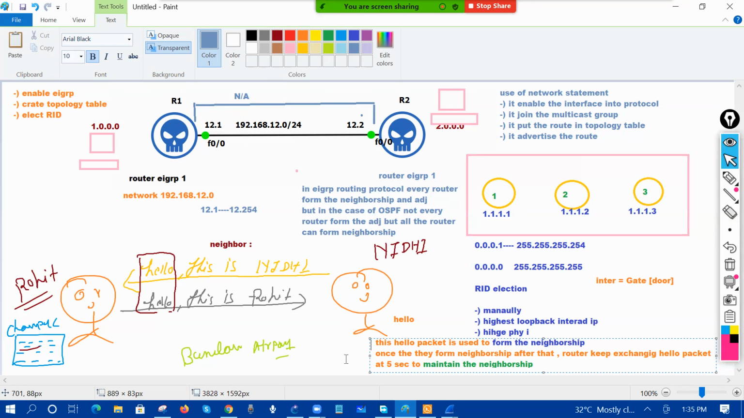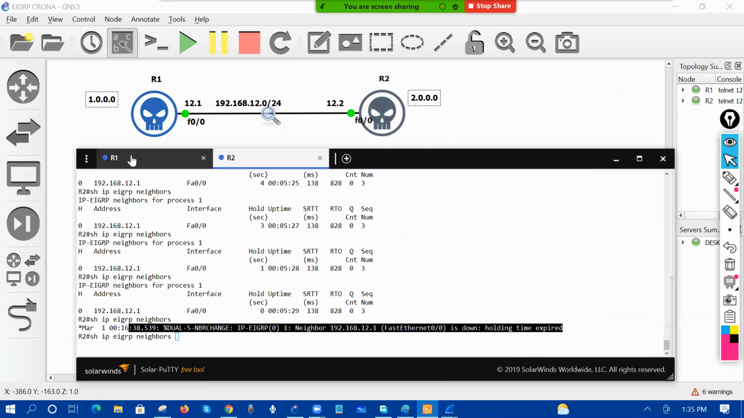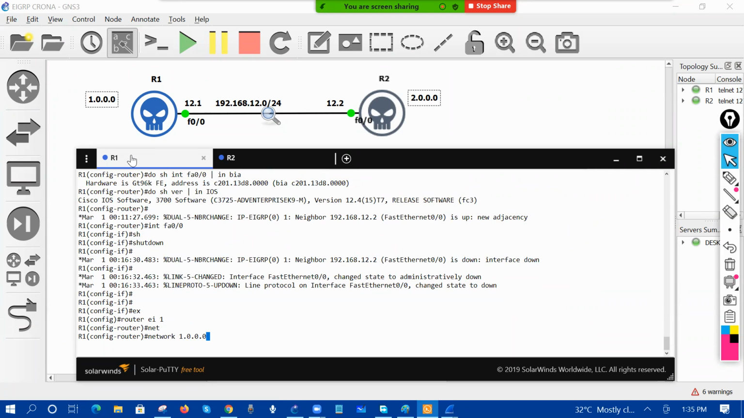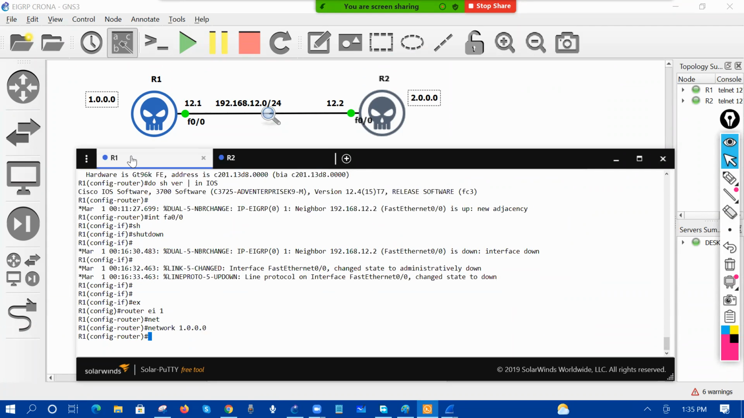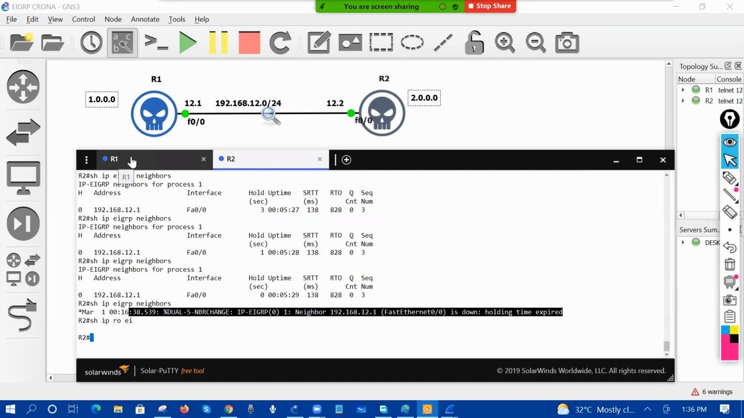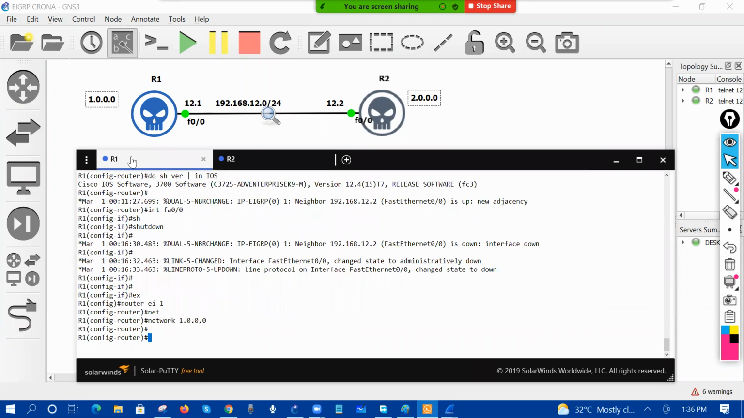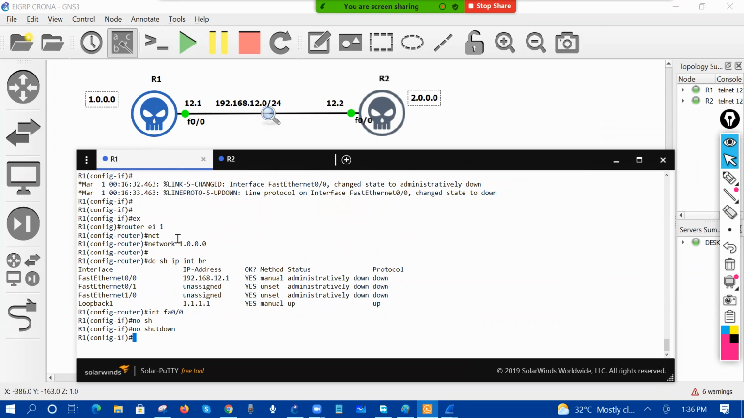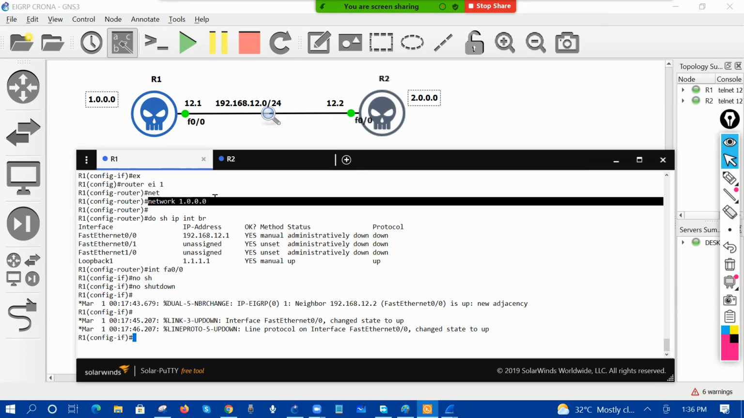Now R1 can share this information. Go on R1, router eigrp 1. I can inform this to router 2. On router 1, I have advertised this network, the loopback 1.0.0.0 with its mask. So now R1 will share this information to R2.